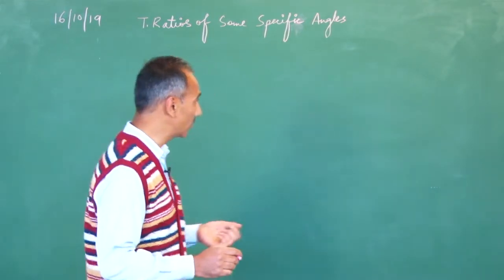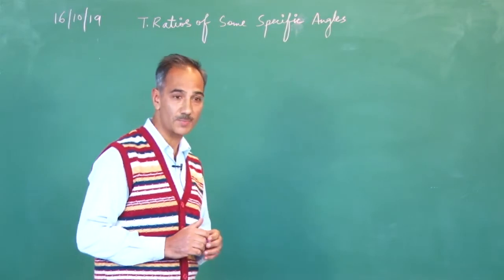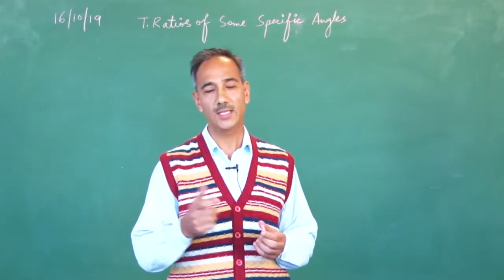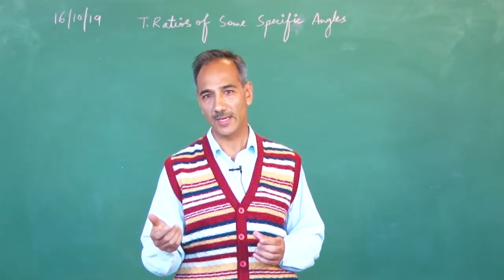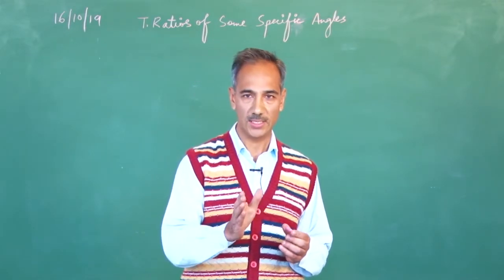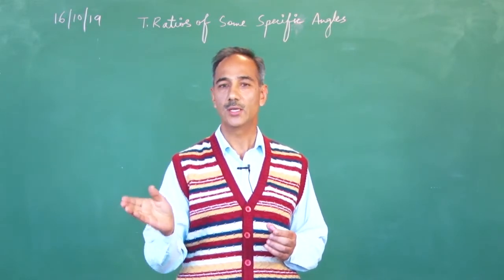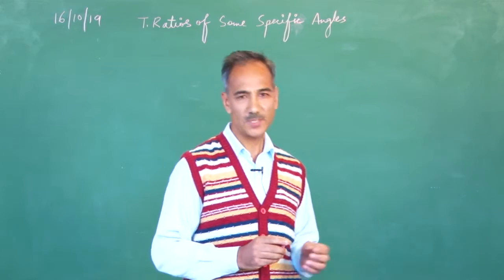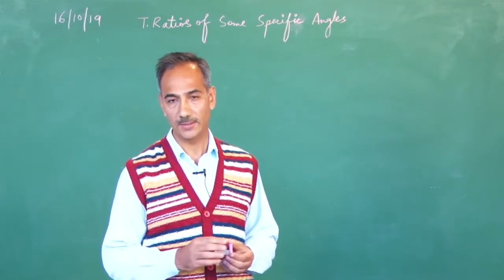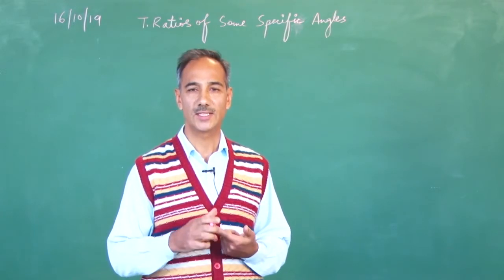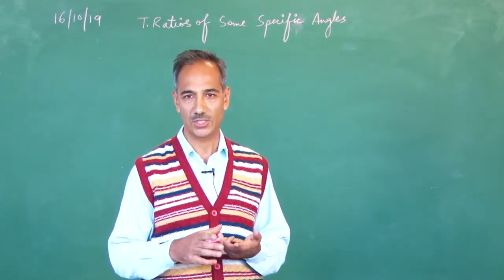Now, as for this video is concerned, this is T ratios of some specific angles. The theta that we took in the previous video is an acute angle. It could take different values from 0 to 90. That means theta is in the first quadrant. But there are some specific angles which we come across in daily life, like theta is 0, 30, 45, 60 and 90.